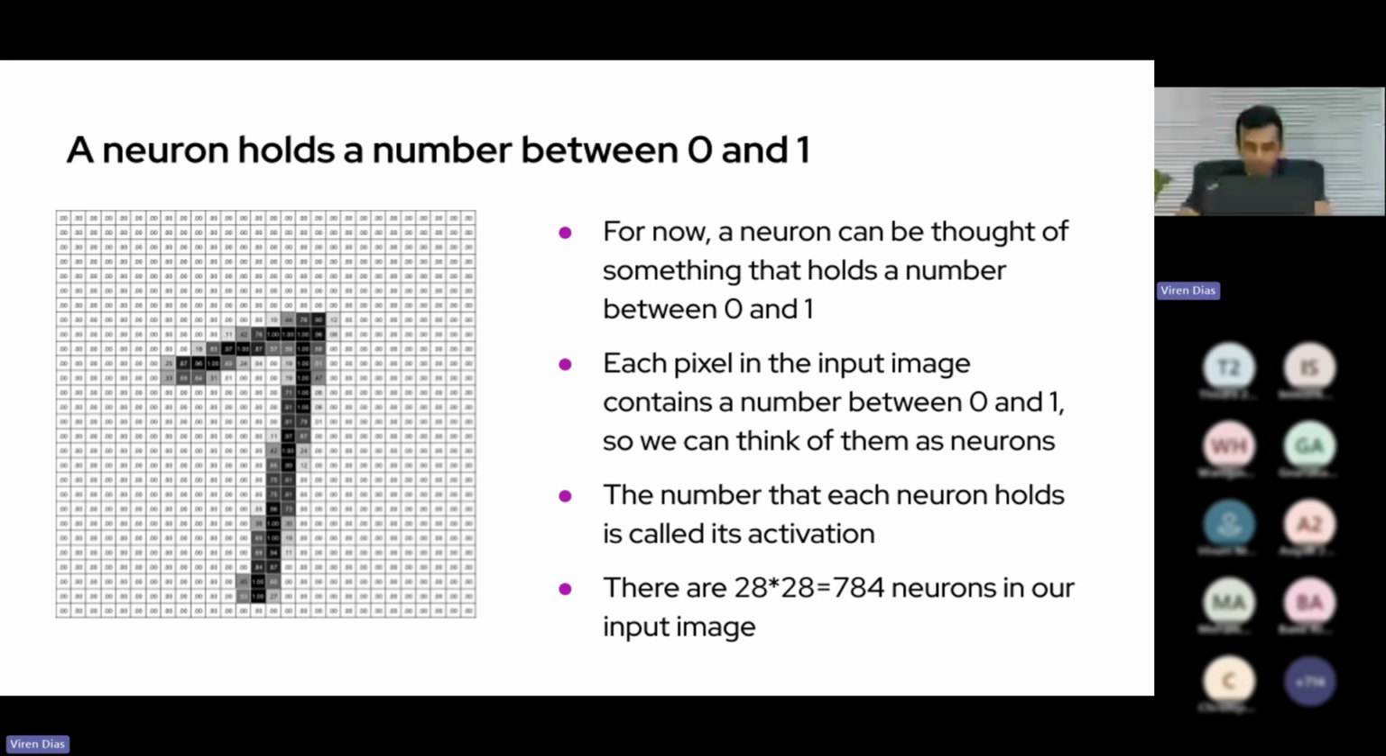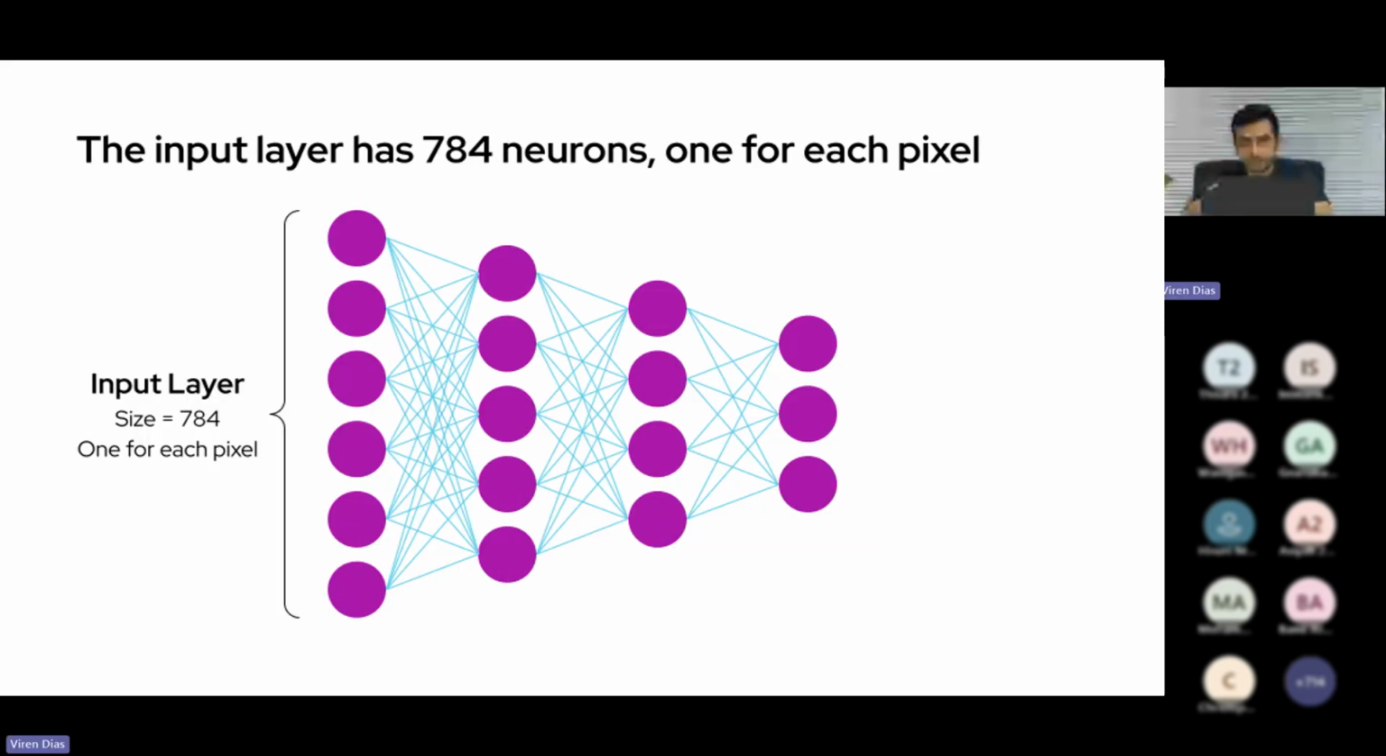The number that each neuron holds is actually called the activation. It may help to think of a neuron as being lit up or activated when the number is higher. So 28 by 28 makes 784. These 784 neurons make up the first, or input, layer of a neural network. And just for information, this isn't exactly drawn to scale. As you can see, there are only 6 neurons I've drawn here, but I can't fit 784 on a page. That's why I left it at this.